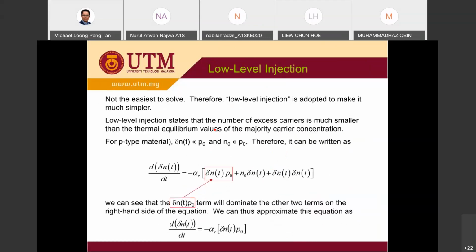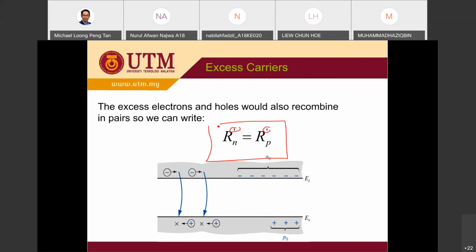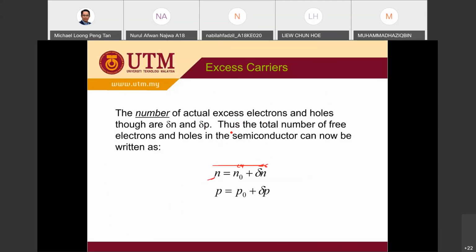This is the low level injection. So for the low level injection, please open your WhatsApp and read it. What do I mean by low level injection? In your WhatsApp, it's written that the majority carrier is not affected significantly. There is a disturbance in the equilibrium state, so you're going to have excess carriers, but the excess carrier is extremely small compared to your thermal equilibrium N0 and P0, so it doesn't really affect your majority carrier. So that's what it means.